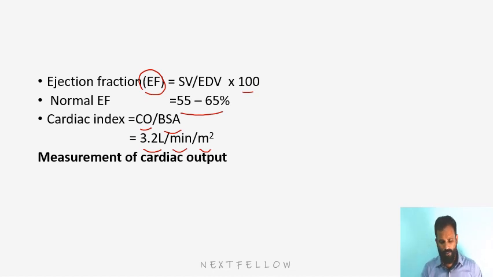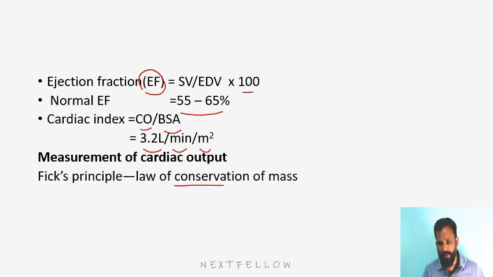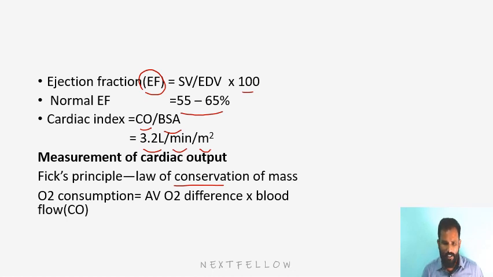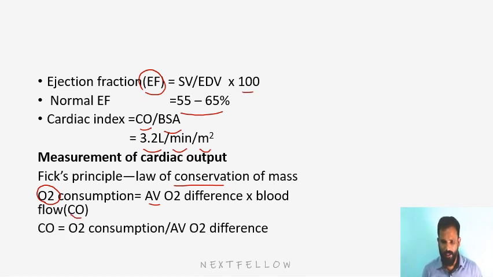Measurement of cardiac output. There are many methods for the measurement of cardiac output. One important method is based on Fick's principle. Fick's principle is based on the law of conservation of mass. What it says is the oxygen consumed by an organ is equal to the arteriovenous oxygen difference times blood flow. So we take an arterial sample, we take a venous sample, and we measure the oxygen difference and how much blood has flowed to that tissue. We call this blood flow the cardiac output. Now, cardiac output is equal to the oxygen consumed divided by the AV oxygen difference. That is cardiac output.